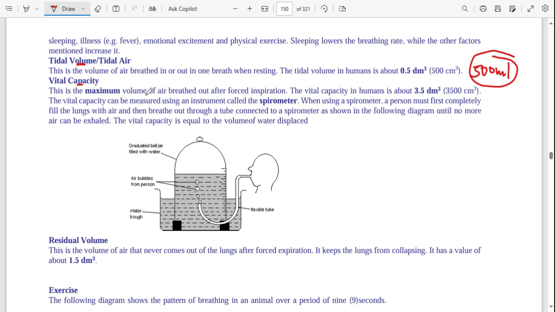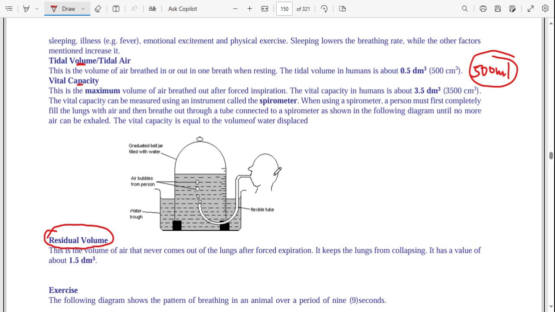You also have what we call the vital capacity. This is the maximum amount of air breathed out after you forcefully inspire. So think of it, and then now you breathe out the maximum that you can breathe out. That is vital capacity, right? And then even when you breathe out, there will still be some amount of air that remains in the lungs, and that is known as the residual volume. The amount of air that remains in the lungs after you breathe out.